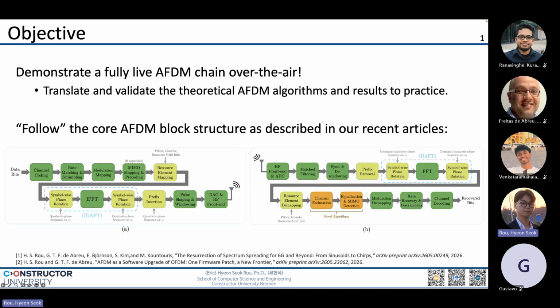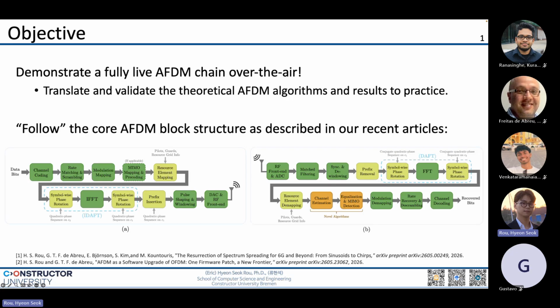So as you mentioned, the first objective in this whole project, a mini project for me, was to translate and validate everything that we did theoretically and mathematically in our recent papers and put it to practice, so demonstrate it over the air. And this is one of the things that we were lacking in the literature. And of course, what I wanted to do was not just make it work, but to follow what we have outlined and what we described was the case for AFDM.